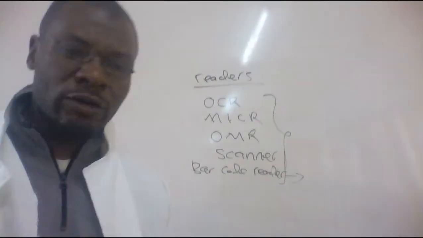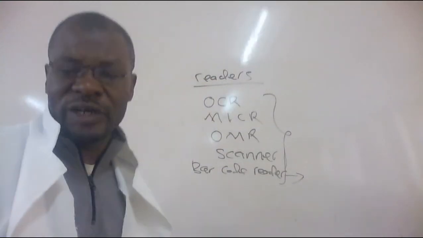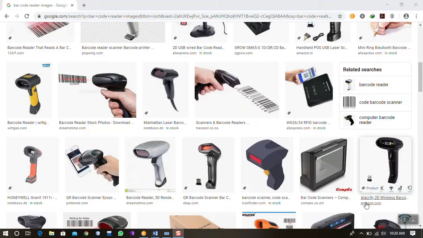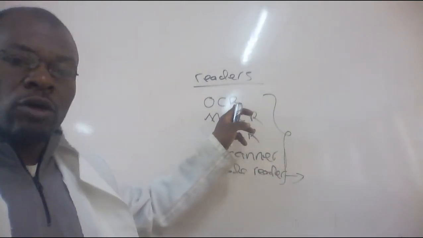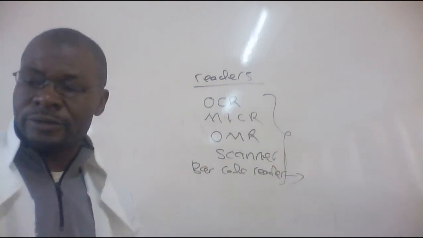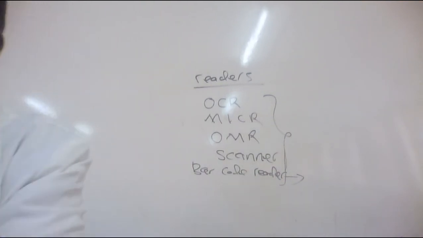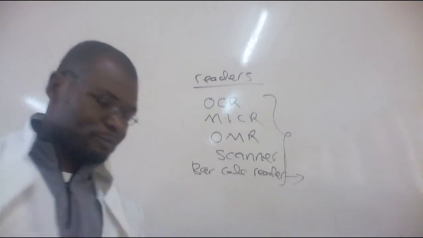And that can only be decoded by a device we call the barcode reader. Then, away from the barcode reader, we've got the optical character recognition. Let me try to see if I can explain this.